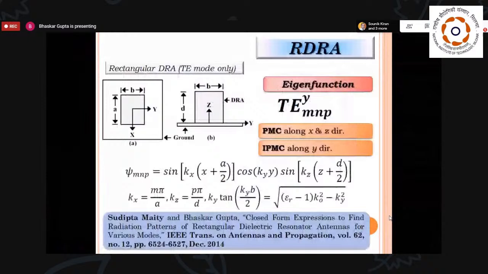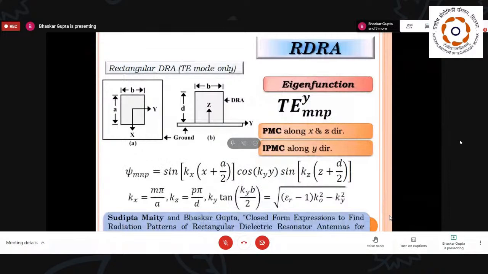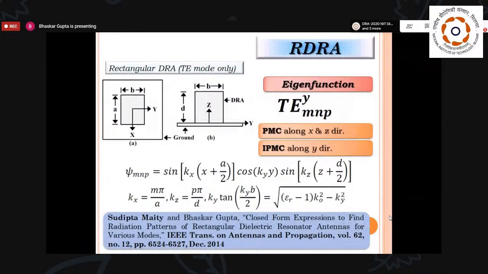Here, as I was explaining, we considered perfect magnetic wall along X and Z directions as usual. But along Y direction, imperfect magnetic wall, I already explained the reason. I don't want to waste my time for that. Imperfect means the magnetic field will not be totally normal there, but it will have some transverse component as well. I can refer you to the paper, which is given at the bottom.